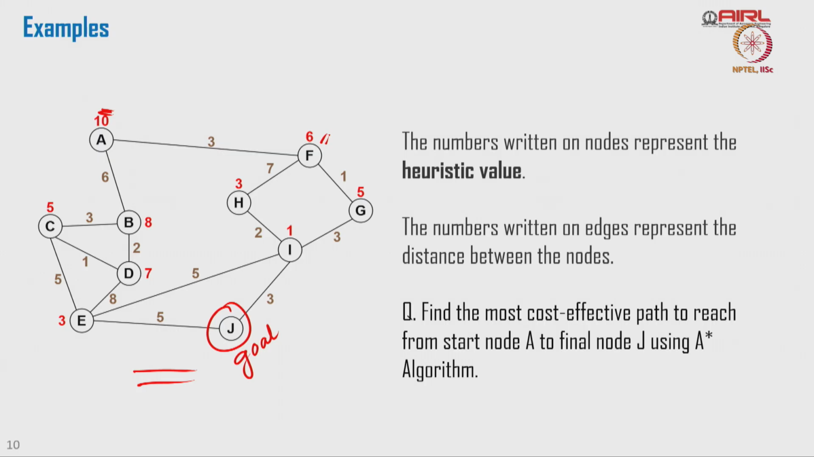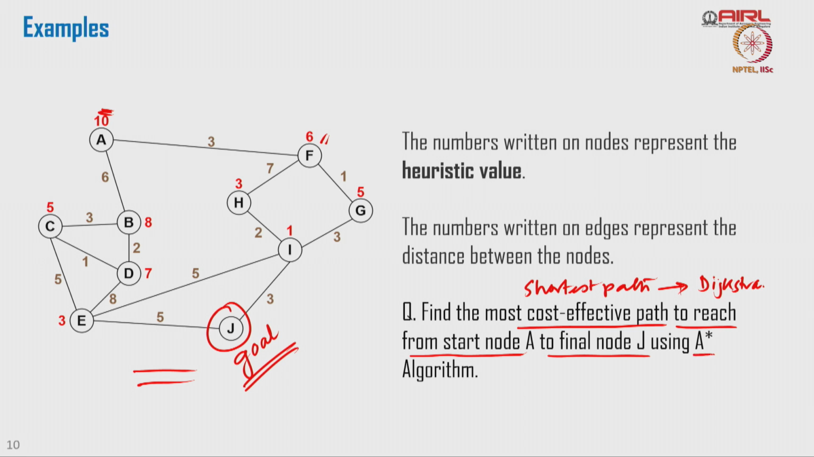Now, the problem which we want to solve here is to find the most cost effective path. We are not talking about the shortest path. Finding the shortest path was the intention in the Dijkstra algorithm, right. So, we need a cost effective path to reach from the start node A to the final node J, or goal node, using the A star algorithm.